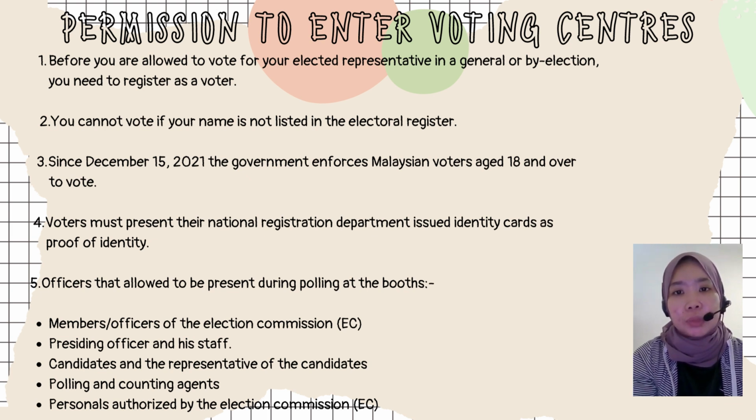Since 15 December 2021, the government enforced that Malaysian voters aged 18 and over vote. Voters must present their National Registration Department issued identity card as proof of identity. Last, to ensure a peaceful election, the following officers are allowed to be present during polling at the booth. First are members or officers of the Election Commission, the presiding officer and his staff, candidates and the representatives of the candidates, polling and counting agents, and personnel authorized by the Election Commission.